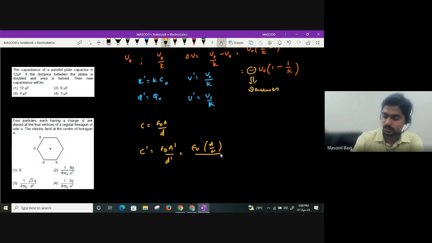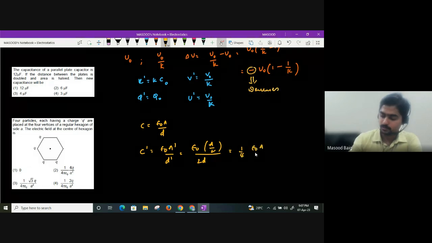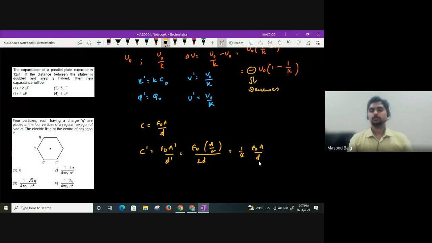And what is happening to the distance between them? Distance became doubled. So it will become 1 by 4 times of epsilon naught A by D. So epsilon naught A by D is nothing but C by 4 here. C value is already given as 12. 12 by 4, you will get 3 microfarad.